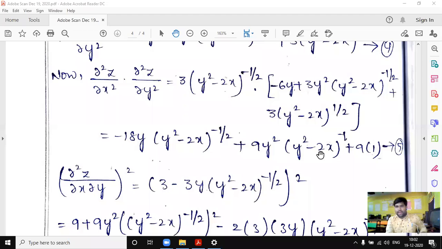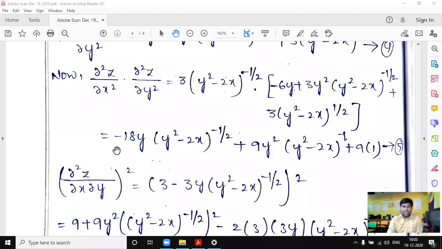Okay, so that is (y² − 2x)^(−1) plus, so this term and this term. 3 into 3 is 9. Here (y² − 2x)^(−1/2) into (y² − 2x)^(1/2). So these two terms are also equal. Same base, so the powers add: −1/2 plus 1/2 becomes 0. Something to the power 0 becomes 1. Something power 0 is what? 1. So 9 into 1.